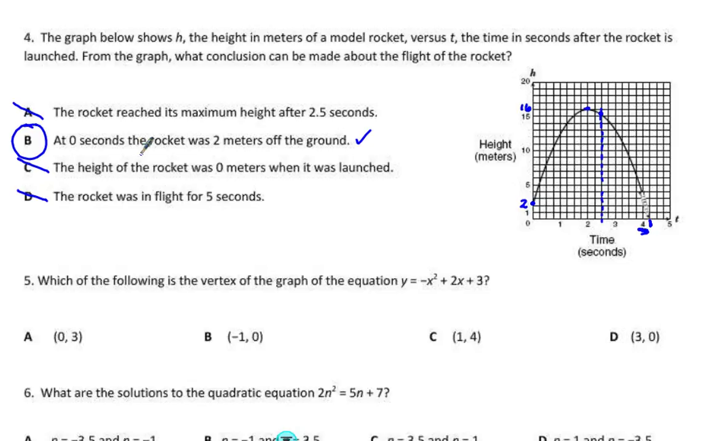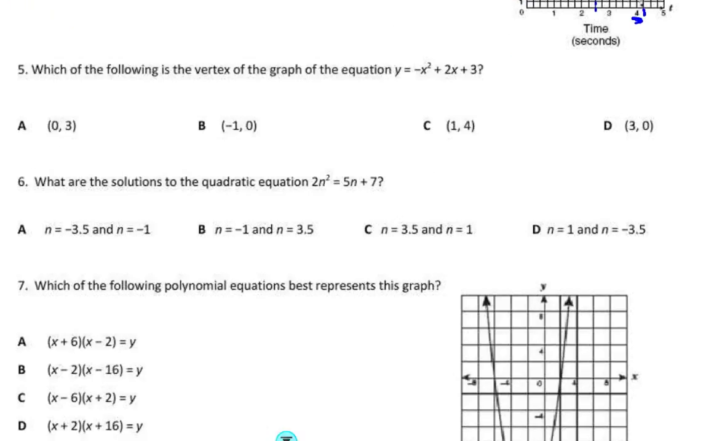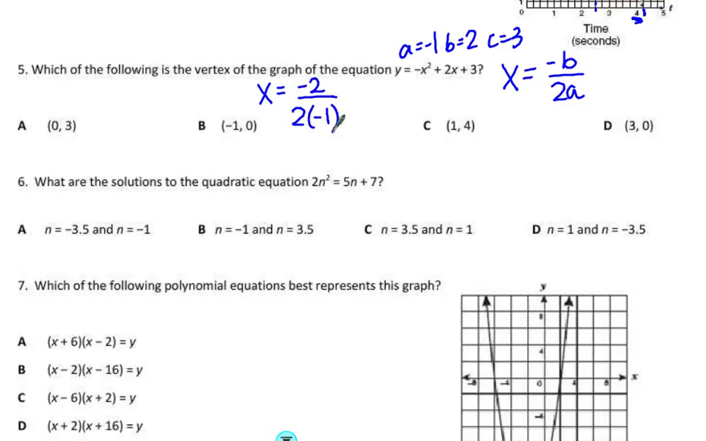Number 5, which of the following is the vertex of the graph? Well, let's just go ahead and do this one by hand real quick. Remember, your vertex formula is x equals opposite b over 2a, where a is equal to -1, b is 2, and c is 3. So I'm just going to plug that in and have x equals opposite b, so -2 over 2 times a. That is -2 over -2, which reduces to +1. So that's the x value of my vertex.